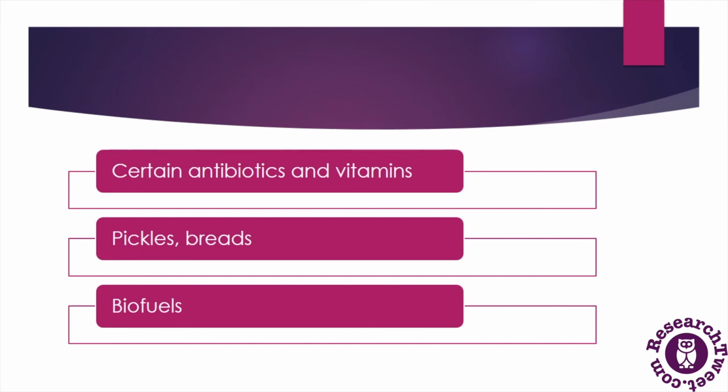For example, certain antibiotics and vitamins also use the process of fermentation for their manufacturing. And we know that bakery or bread production also uses yeast fermentation. Also in the production of biofuels, the process of fermentation is used, and there are many products like food, vitamins, pharmaceuticals or chemicals which are produced by the process of fermentation.